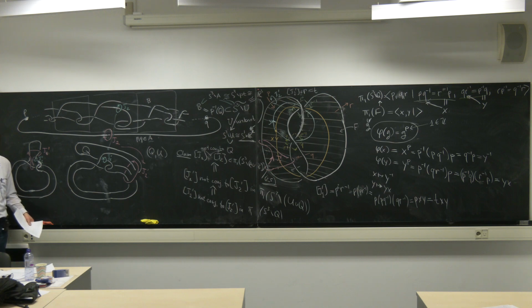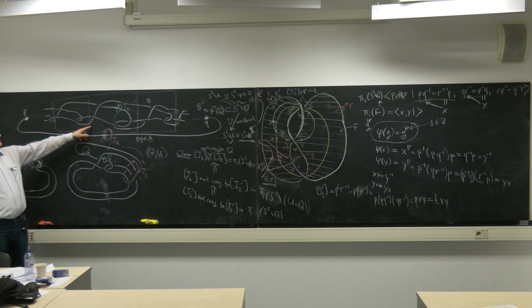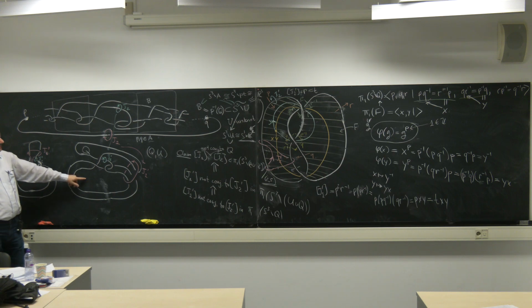Questions? Does it matter if you choose a different meridian of the knot? Do you mean this one? No, the knot down below. This lower knot. It looks like green or blue.